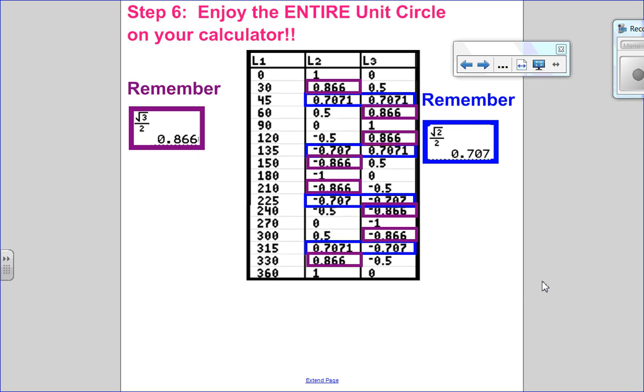So I think it's great that in 6 simple steps, we can have the entire unit circle in our graphing calculator. Makes it super convenient.